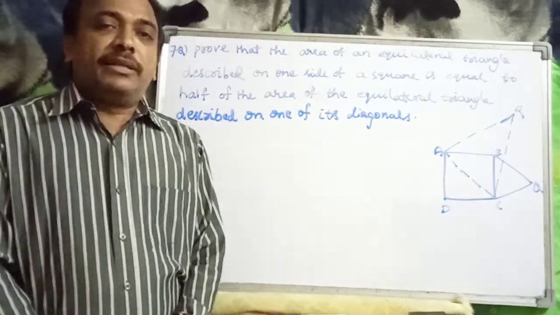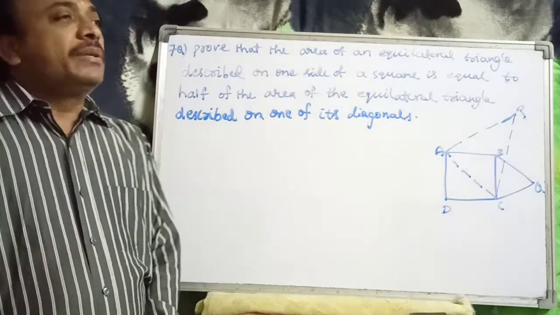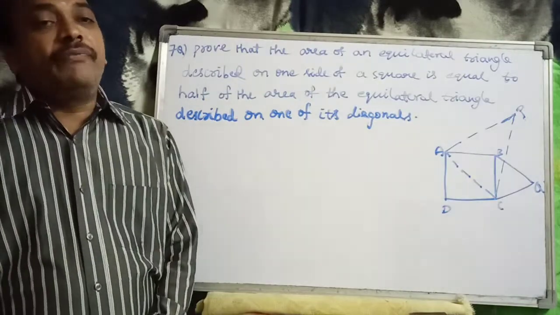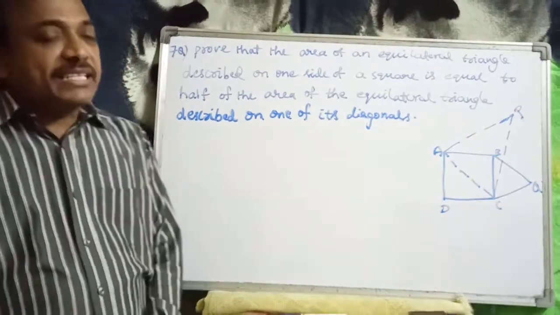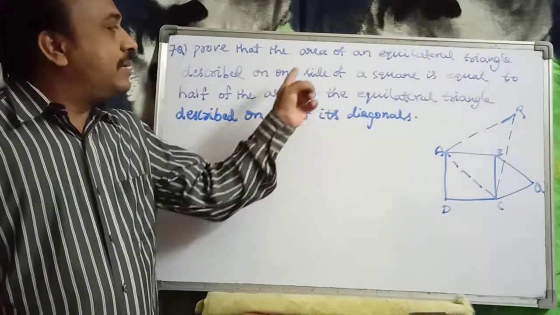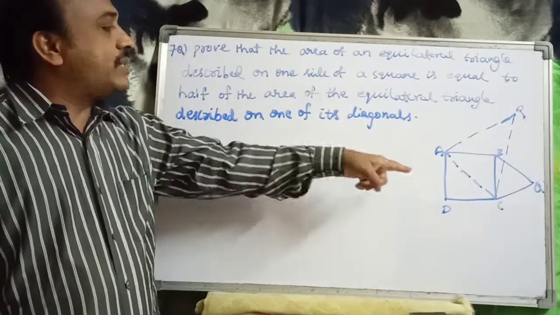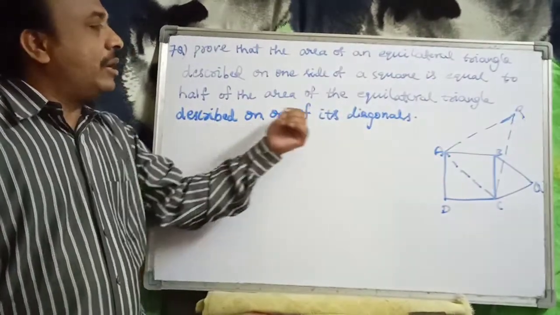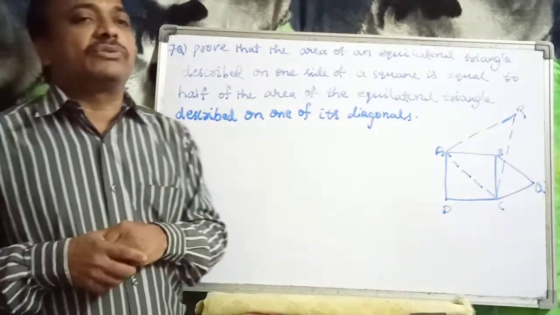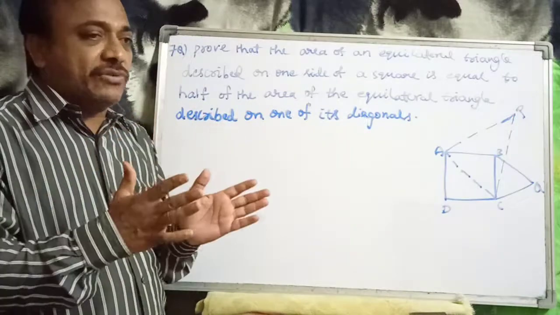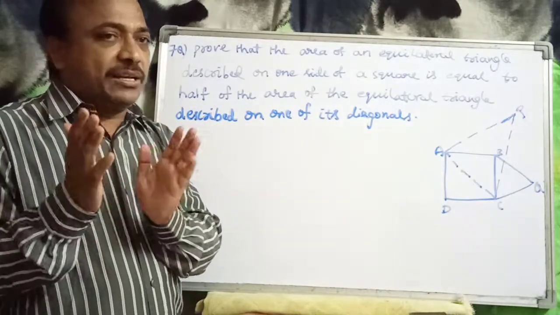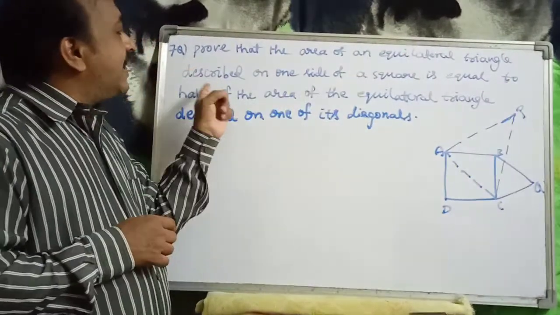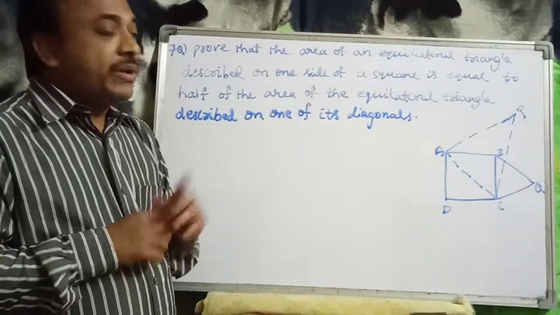Now we see another question, number 7 from the same exercise: prove that the area of an equilateral triangle described on one side of a square is equal to half of the area of the equilateral triangle described on one of its diagonals. We have to understand the question thoroughly. So there is a square and an equilateral triangle. Prove that the area of an equilateral triangle described on one side of a square.